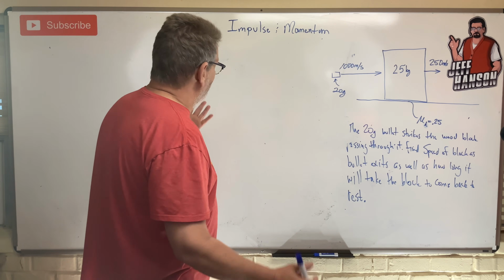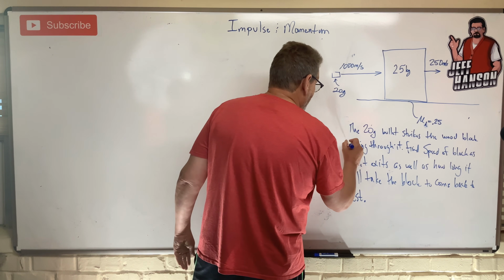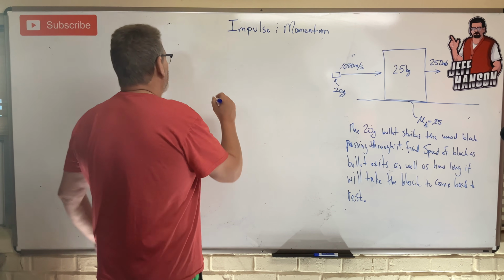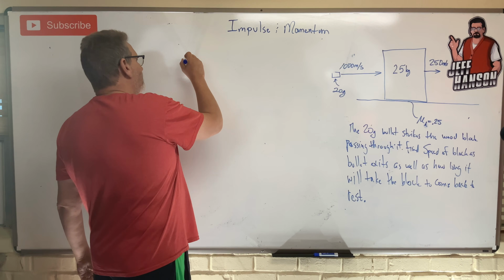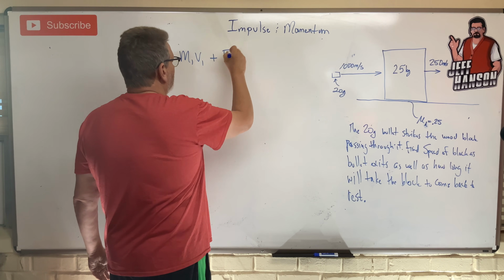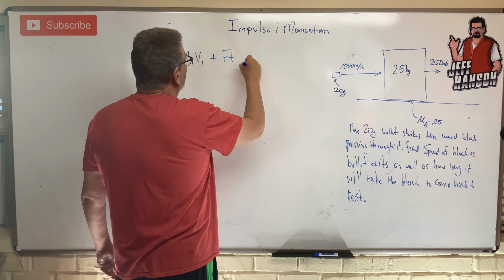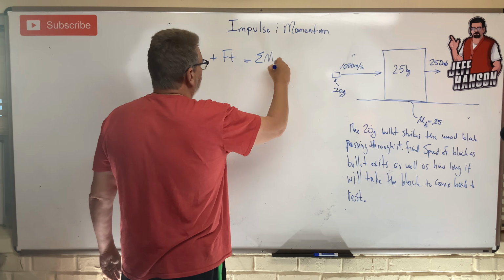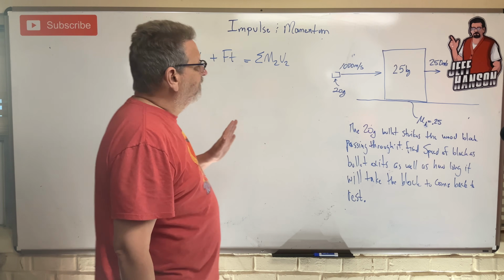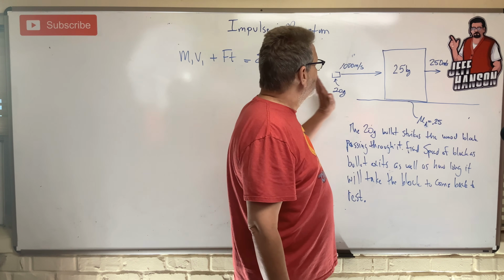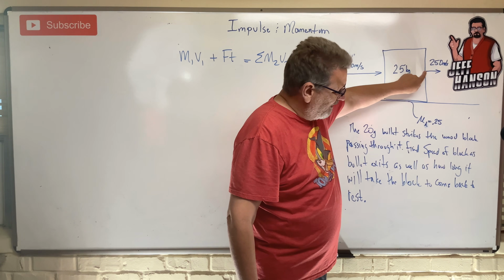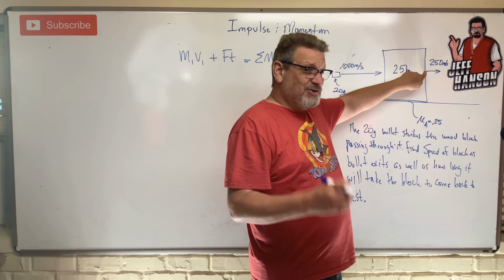Problem number two. Now, I erased everything. I erased a lot, didn't I? That's a P and that's an A, right? But I could have left our momentum equation up here, which is m1v1 plus Ft, the impulse, is equal to the sum of m2v2. Now, what we want to do is the same thing. The bullet goes and hits the block. The instant before it leaves the block, we'll consider the two things still together.